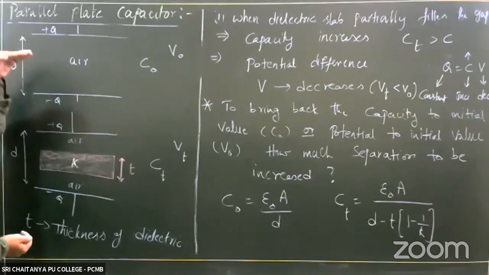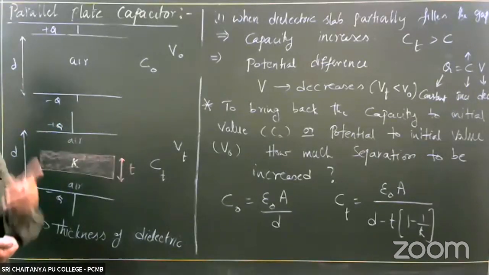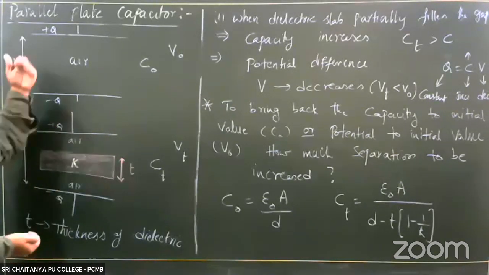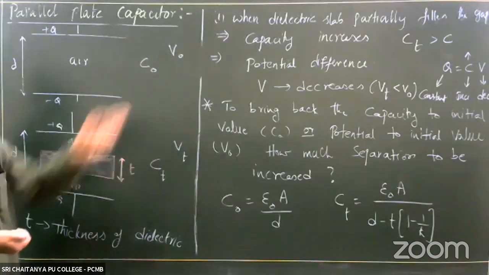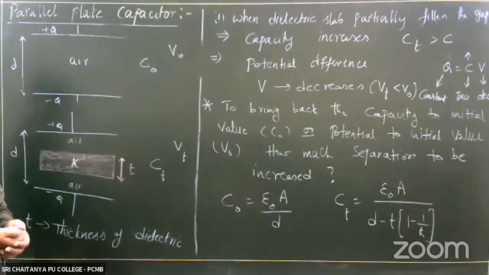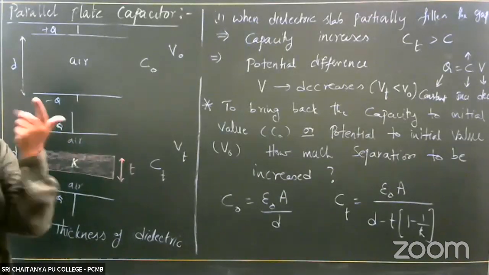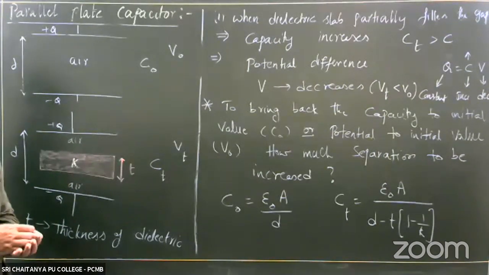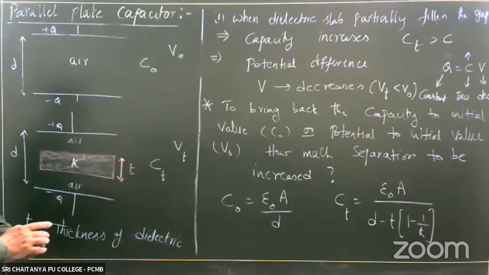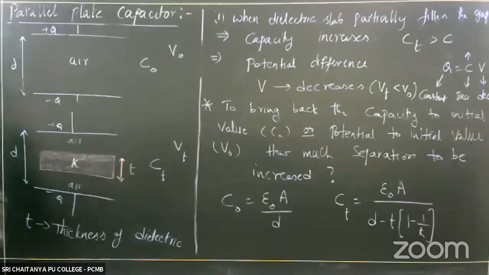How much should the separation be increased to get the original values C naught and V naught again? For that, what to do? The separation has to be increased by how much? This is the question asked. Okay, you understand that question? Let us see the answer. Come on, note this.